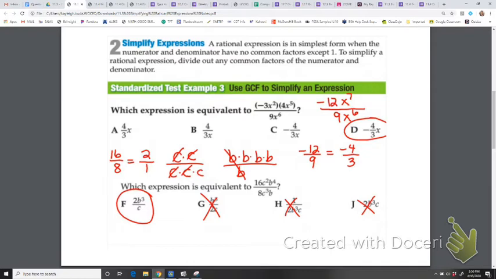The second one, 16 divided by 8 for the coefficient gives you a 2 in the numerator. You have more c's in the denominator than you do up top, so you're going to have 1 left underneath, so that's 1 c at the bottom. And you have 4 b's at the top and only 1 b down below, which means you have 3 b's that remain up at the numerator. So that answer is letter F, 2b cubed all over c.